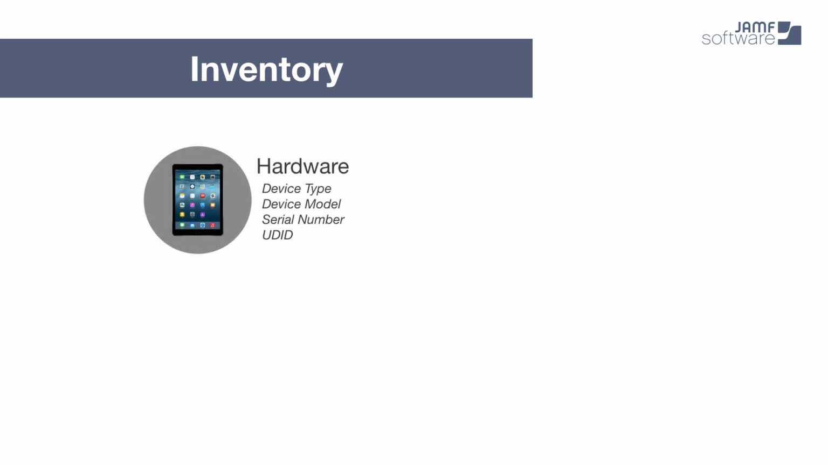For inventory, MDM is capable of querying an iOS device to collect a large amount of inventory data, really ensuring that you have the most up-to-date device info that can really make informed management decisions. So what can you collect? Well, you can collect a lot of things at the hardware level. So you can see the device type, the device model number, the serial number, the UDID, if you're familiar with that. It collects a lot of different things. That's all part of the hardware of these devices.